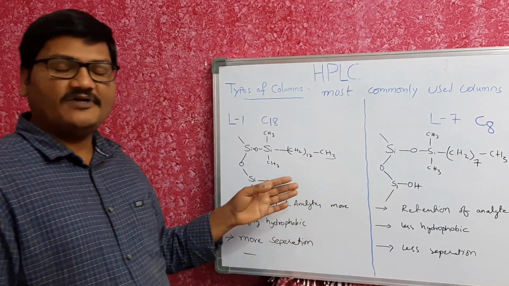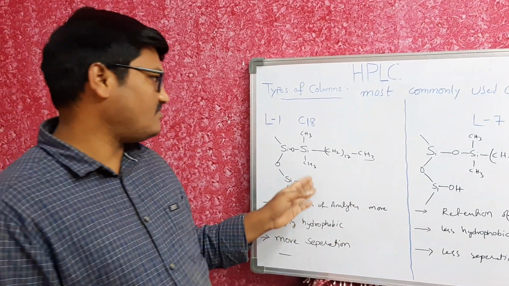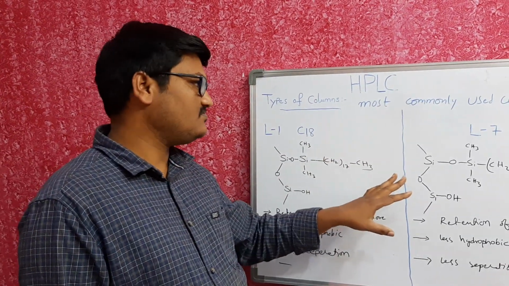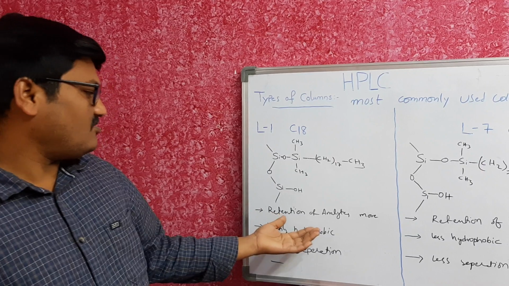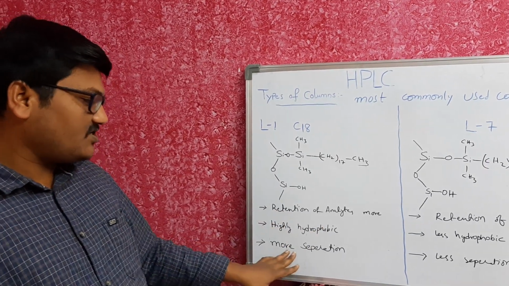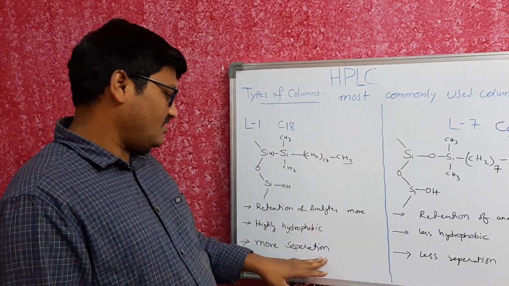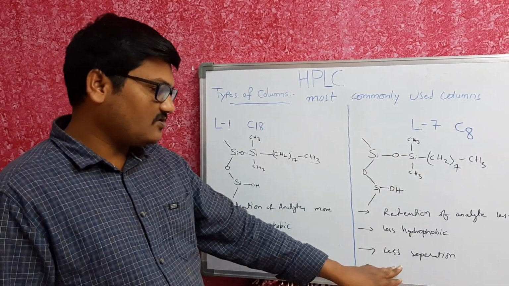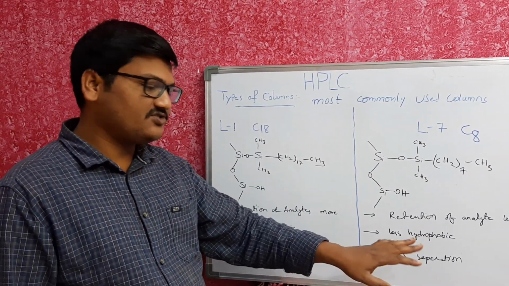Okay, all mid-polar and polar compounds can be analyzed by using C8 and C18 columns. In the C18 columns, separation is more and resolution between the peaks is also more. In the C8 columns, the separation is less, resolution will become less.